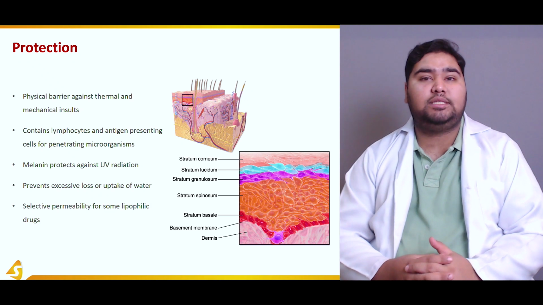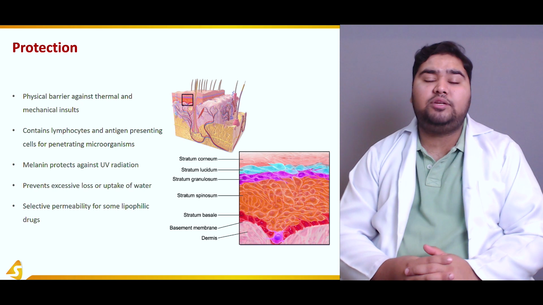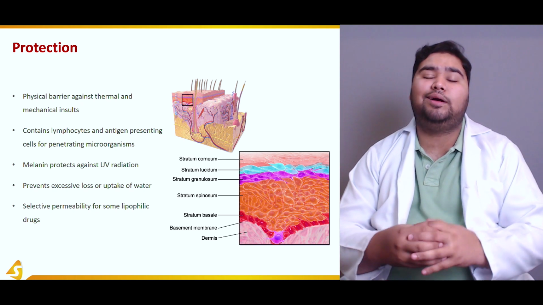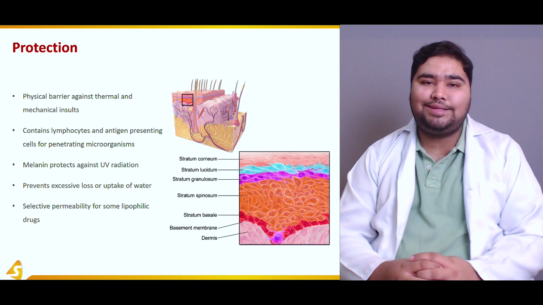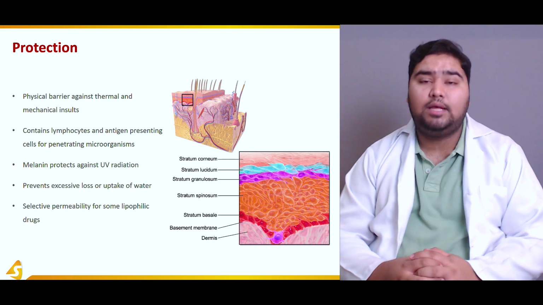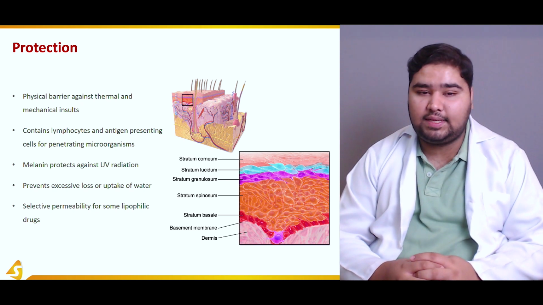If a microorganism tends to penetrate the skin, an immune response is immediately mounted, and the body knows that a microorganism is trying to invade it. There's melanin in the skin which is produced by melanocytes. That is right. Melanocytes are present in the epidermal layer of the skin.